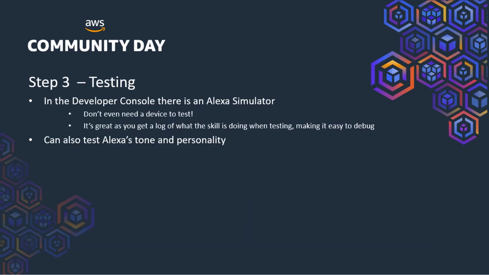So you've coded something. How do you actually test it? Do you need an Alexa device? No, you don't actually need an Alexa device, as in the developer console, there actually is an Alexa simulator. So no need for a device, and you can also change the tone and personality of your skill to add a bit of interest, something different to the skill. You can do that in the testing.